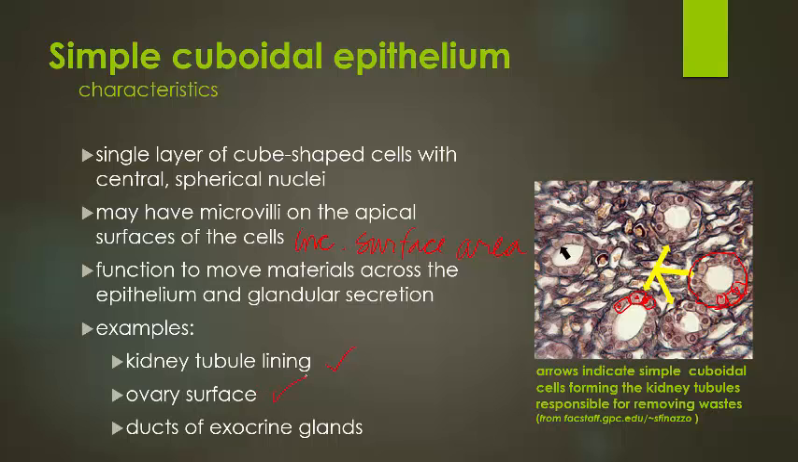We also see them on the surface of the ovary. So here, where the ovary is covered with a layer of cells, it's a simple squamous epithelium. And in many exocrine glands, their ducts are built of this simple cuboidal epithelium. Oh, did I say squamous around ovary surface? I meant, of course, a simple cuboidal epithelium.